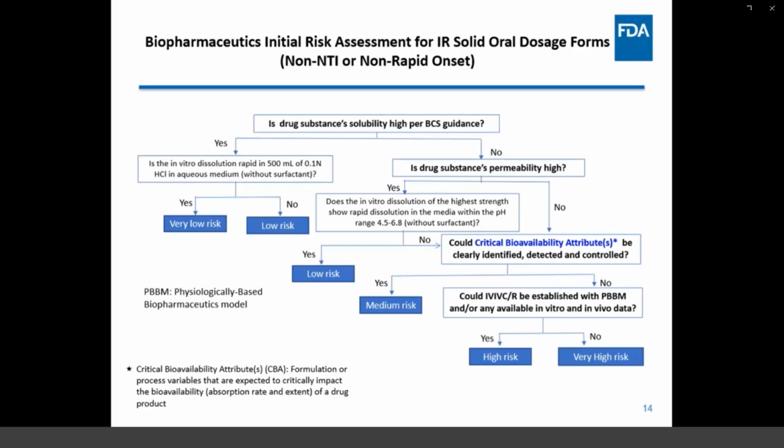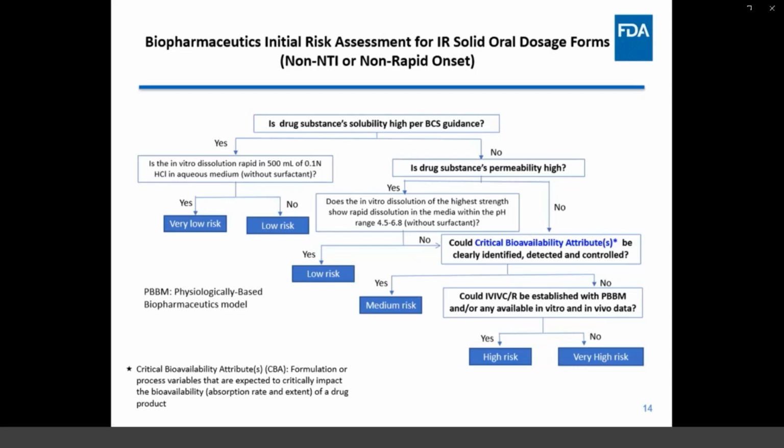In instances when solubility is not high and it's low or unknown, then we would take to looking at the evaluation of the permeability. If the permeability is high, then we can address to see if the dissolution of the highest strength shows rapid dissolution in media with a pH range of 4.5 and 6.8 without surfactant. In these cases, we presume that the risk would also be low.